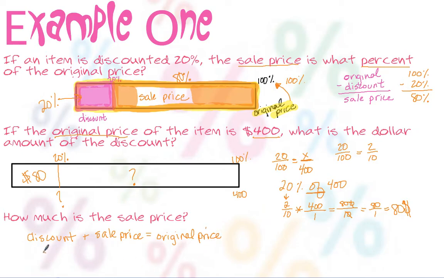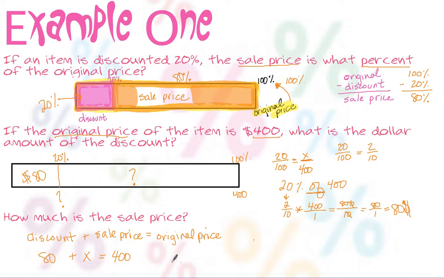So let's plug in our numbers. I know that 80 plus something should give me 400. Well, when I'm trying to find that answer, just like we did before, I know that if I take 100% minus 20%, it should give me that missing piece. So on the same thought process, if I have my original price, which was 400, and I subtract what I know, which was 80, it should give me what's left over, which should be the sale price.